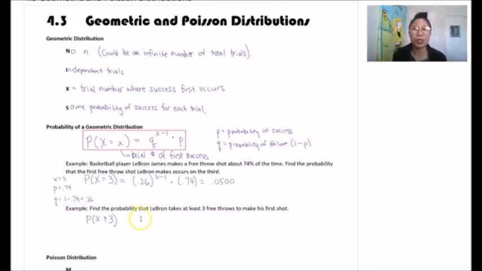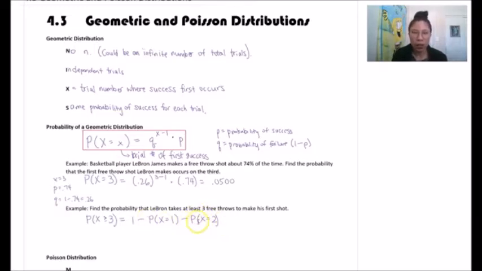So instead, what we don't want is for him to make his first shot, or we don't want him to make it on the second shot. We want him to make it on the third or more. So if we subtract out the numbers that we don't want, because we don't want him to make it on the first shot or the second shot, then we can subtract that from 1 to find the rest of our probabilities, because this will give us the numbers for x equals 3 and onwards.